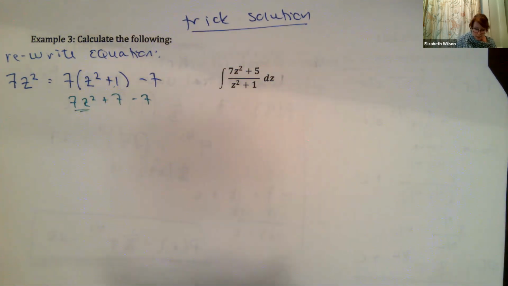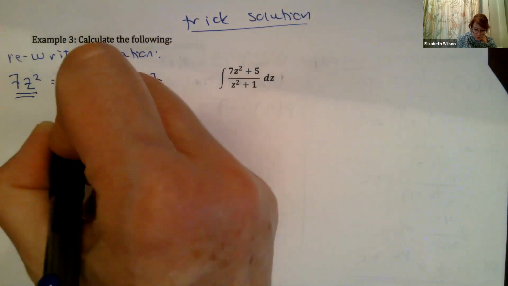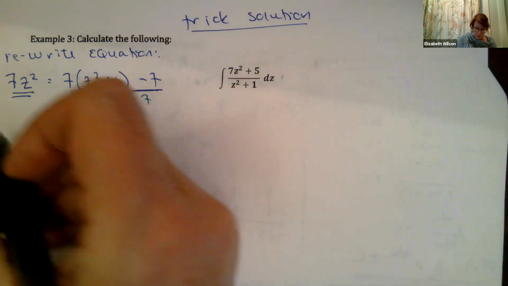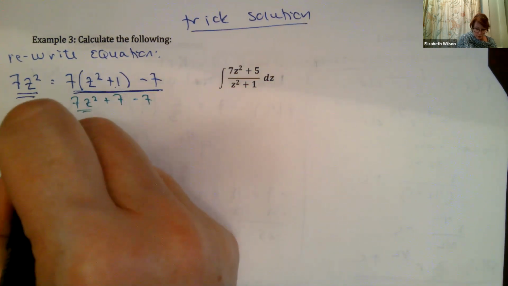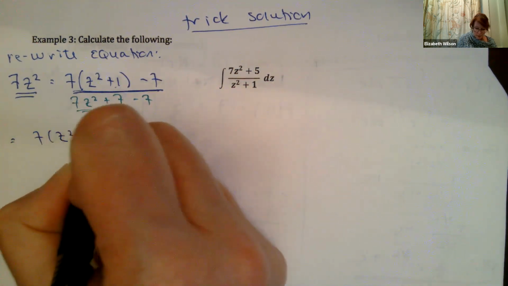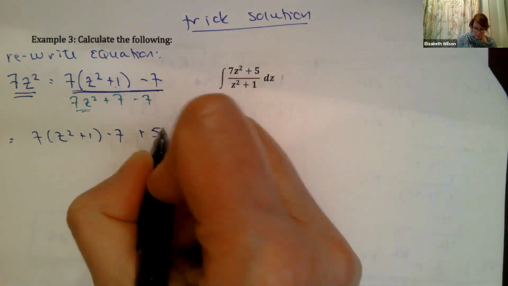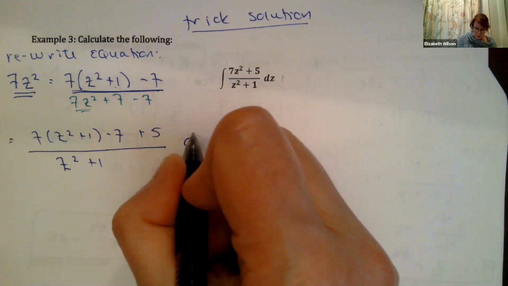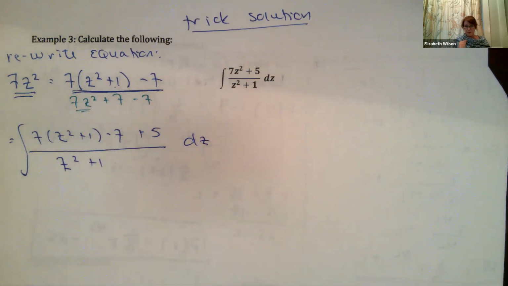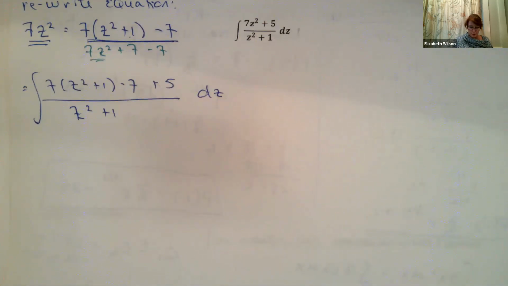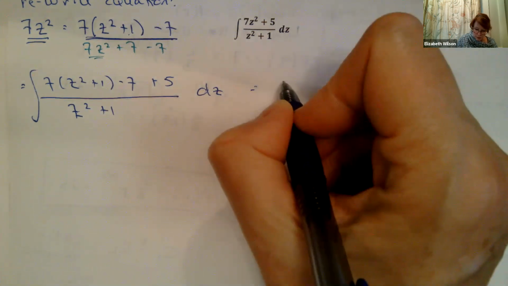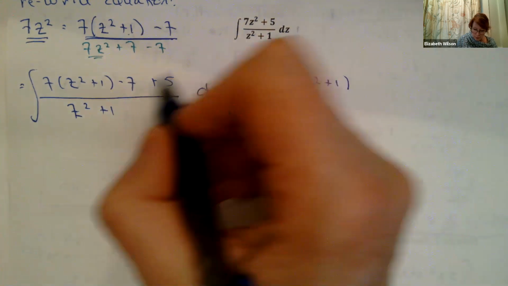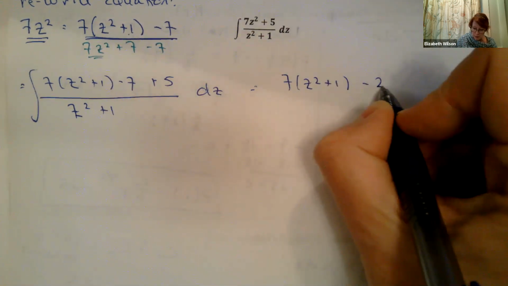So now I'm going to substitute this whole thing for that, right? Let's see what we get. So it's going to look like 7 times z squared plus 1 minus 7, now plus 5, over z squared plus 1 dz, and we're going to take the antiderivative. So let's clean it up a little bit. So this is 7 z squared plus 1. This minus 7 plus 5 is minus 2.